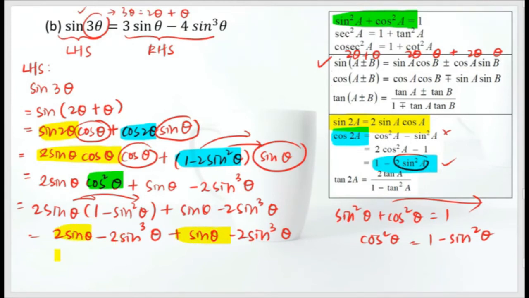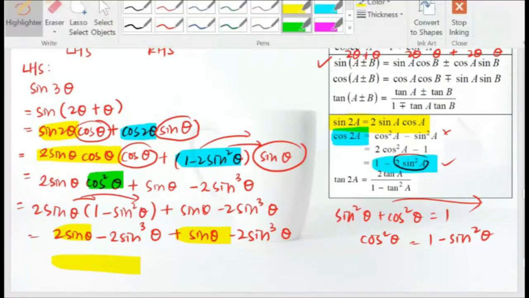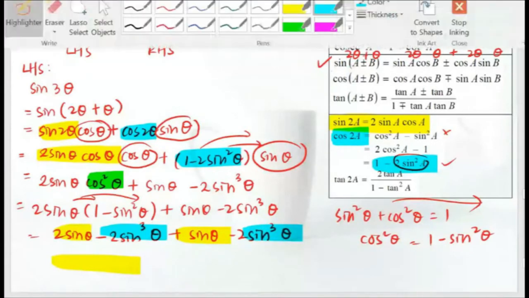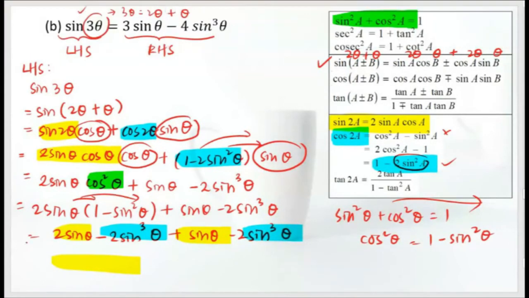Okay, so same 2 sine theta and sine theta. You see, with the same, we add up or minus. So 2 plus 1, 3 sine theta, negative 2, negative 4 sine cube theta. So negative 4 sine cube theta, and this one is 3 sine theta. Okay, so we prove.